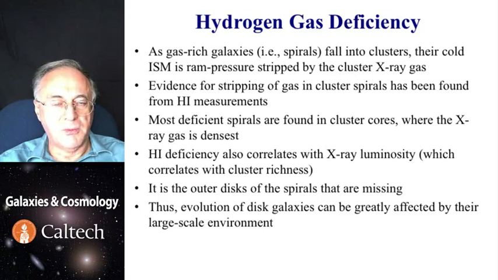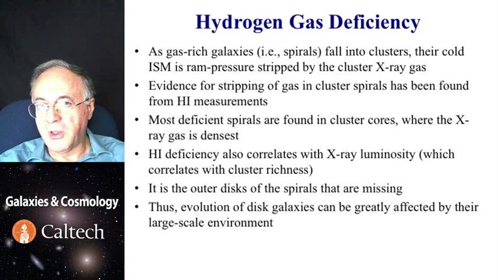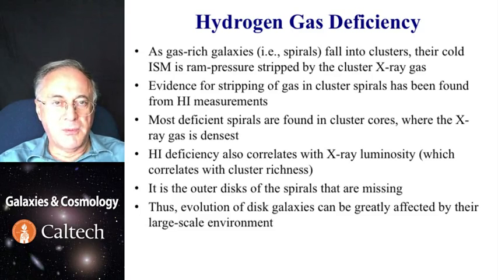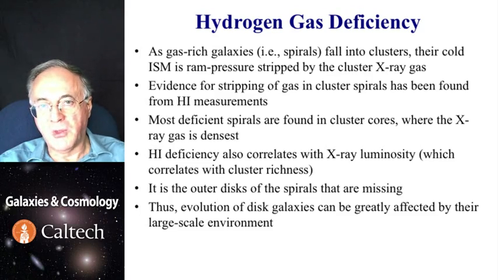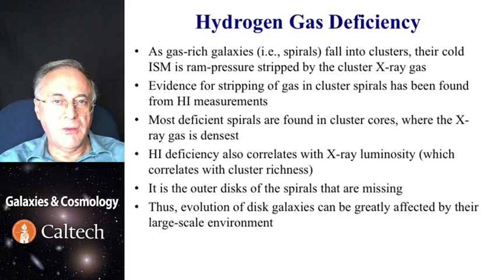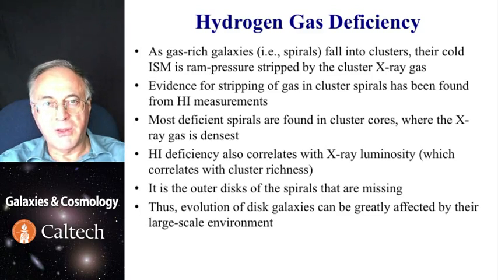And that's indeed what is observed. The most gas-deficient spirals are found near the cores of clusters of galaxies, whereas those on the outskirts look pretty much like spiral galaxies in the field. The strength of this effect, the intensity of stripping, if you will, is proportional to cluster X-ray luminosity, which is, again, what you expect because it's the X-ray gas that strips away the neutral hydrogen as galaxies ram through it. And if you look carefully within individual spiral galaxies, the stripping occurs primarily in their outer parts, which are less tightly bound to the galaxy itself.